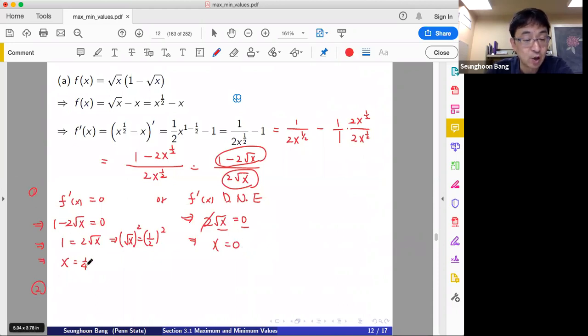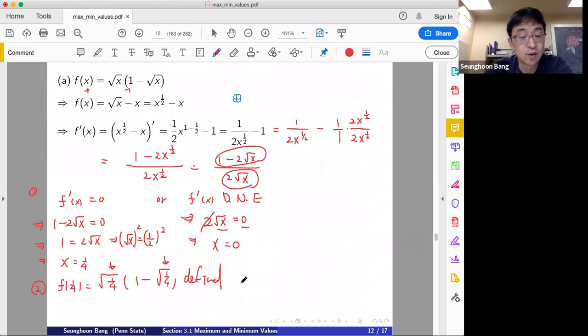How can you know that? You can plug 1 over 4 into the original function. So you can check, plug 1 over 4, the root of 1 over 4, 1 minus root 1 over 4, don't calculate. Well-defined, it's good. This is well-defined in the domain. Plug 0, root 0, 1 minus root 0. Yes, well defined. What does it mean? In the domain.